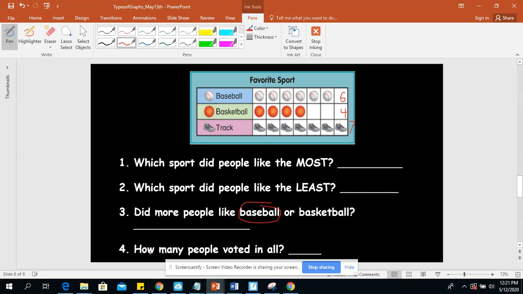And number 4, how many people voted in all? So how many people in all told us their favorite sport? We can find the answer by counting the number of people who chose baseball, basketball, and track. Or we can add the number of people who chose baseball, basketball, and track. I'm going to add first. So 6 people chose baseball, 4 people chose basketball, and 7 people chose track.